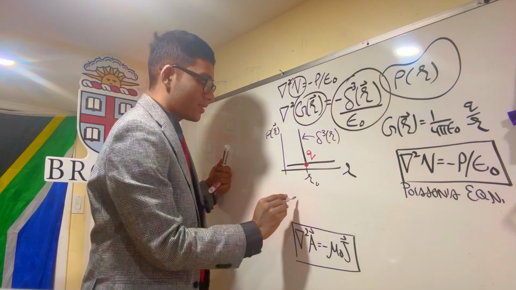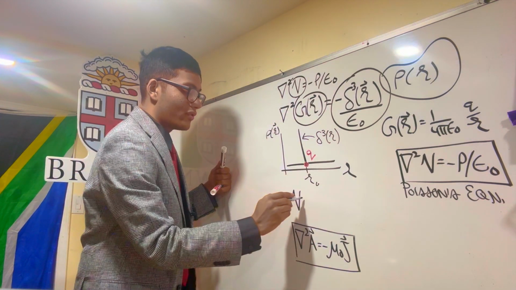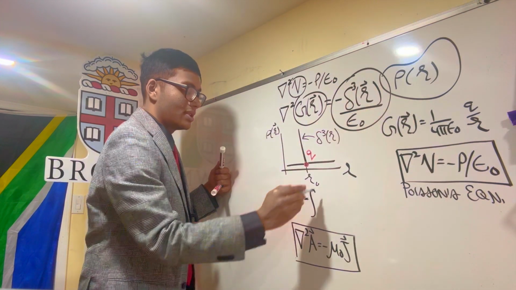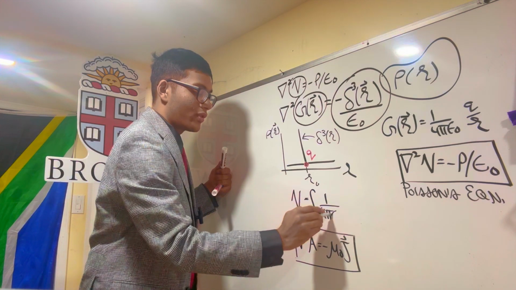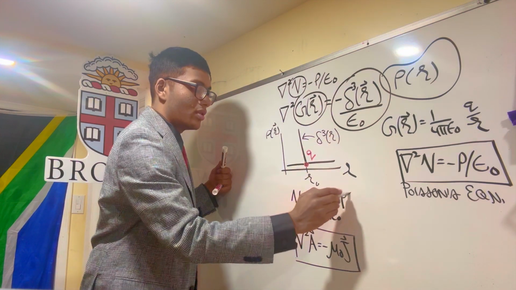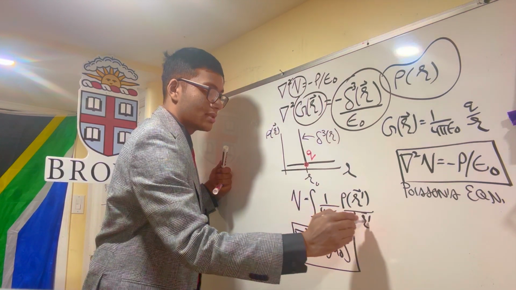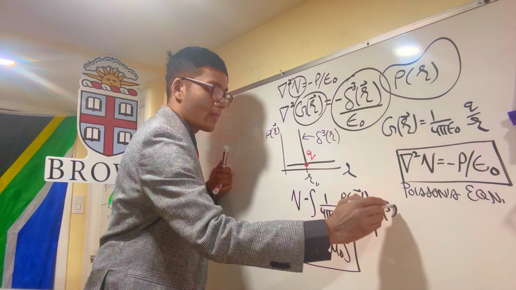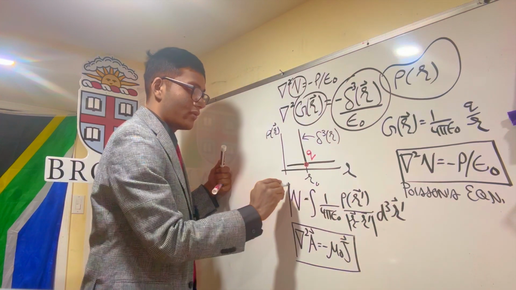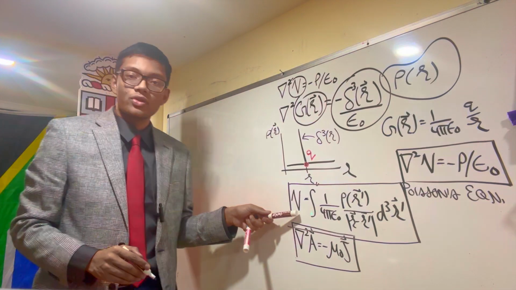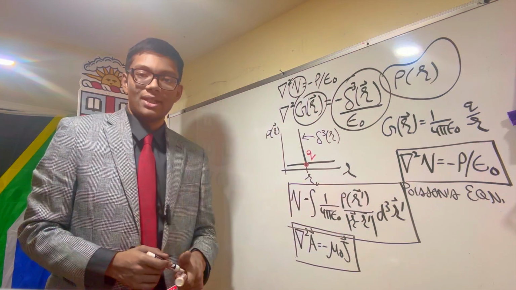So that means the electric potential, V, for an arbitrary charge distribution is just the sum of all the Green's functions. You just integrate 1 over 4 pi epsilon naught, rho of R prime divided by the distance to the charge distribution, and then you integrate over the volume of the distribution. So this is the solution to Poisson's equation for the electric potential.